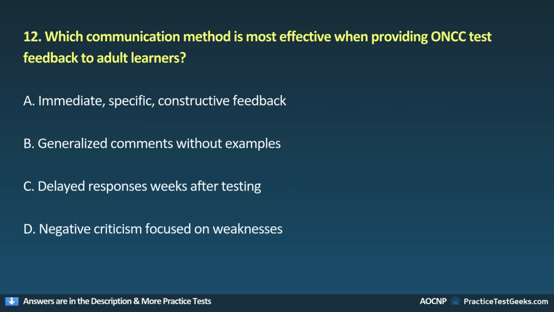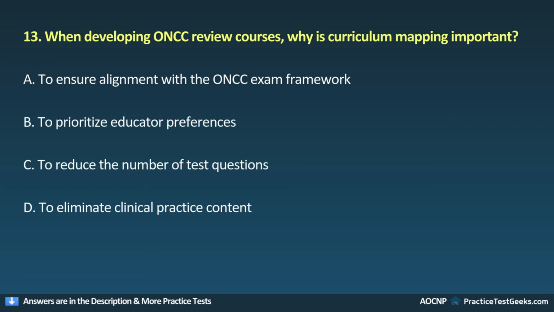12. Which communication method is most effective when providing ONCC test feedback to adult learners? A. Immediate, specific, constructive feedback. B. Generalized comments without examples. C. Delayed responses weeks after testing. D. Negative criticism focused on weaknesses.